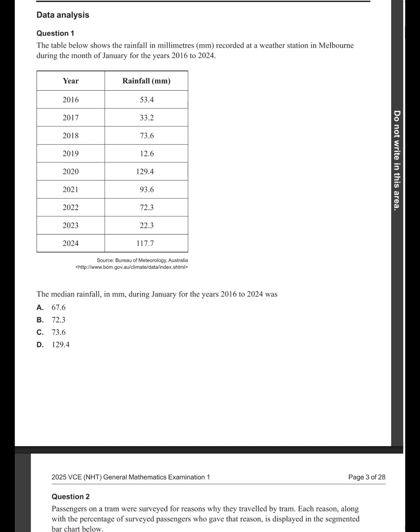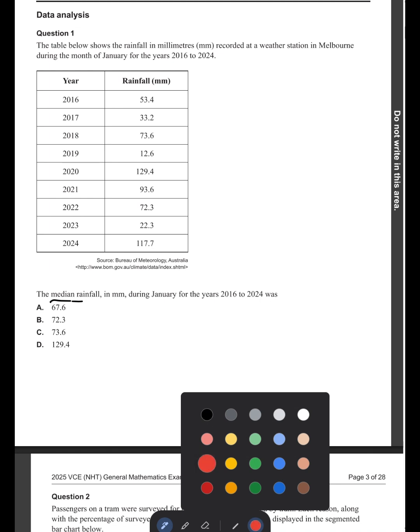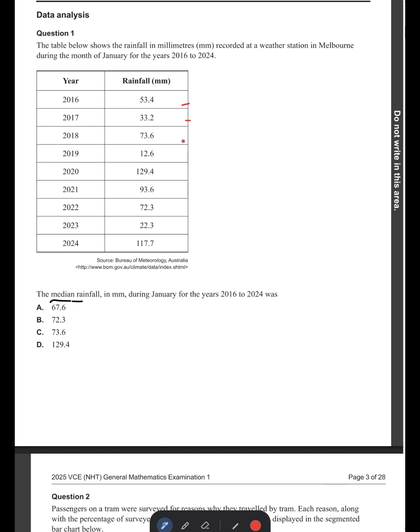Question 1. The table below shows the rainfall in millimetres recorded at a weather station in Melbourne during the month of January for the years 2016 to 2024. The median rainfall is what we're being asked here. So basically we're just counting up the number of years. 1, 2, 3, 4, 5, 6, 7, 8, 9. 9 plus 1 is 10, divided by 2 is 5.